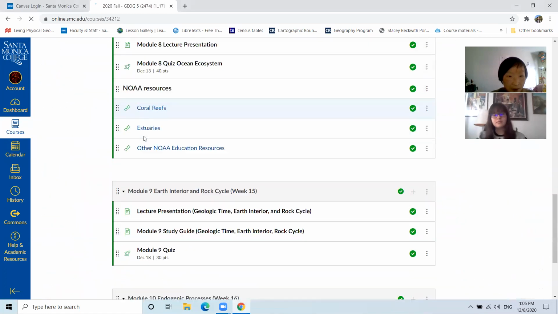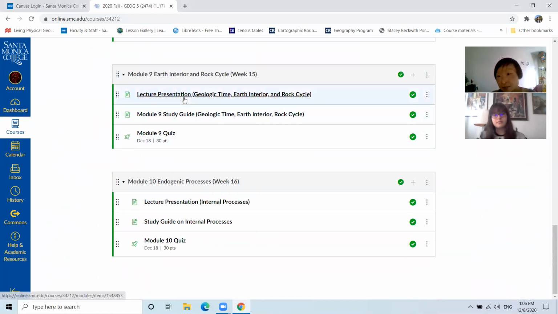So the last two modules, number 9 and number 10. Here you can see it's a lot simpler than the earlier modules. We don't have other types of assignments, just quizzes, because at the end of the semester, I know you have a lot of things to work on. Let's make it simple, so you know how to study and finalize this semester with a big success.